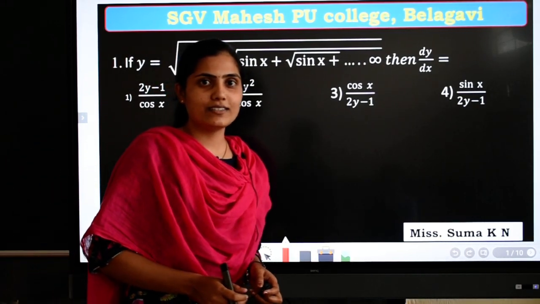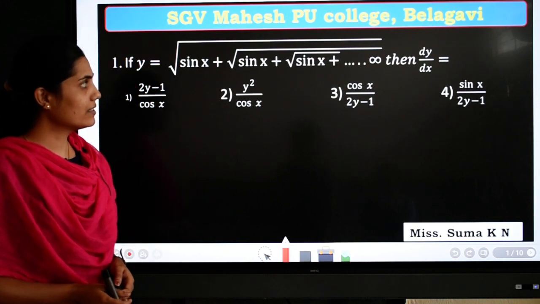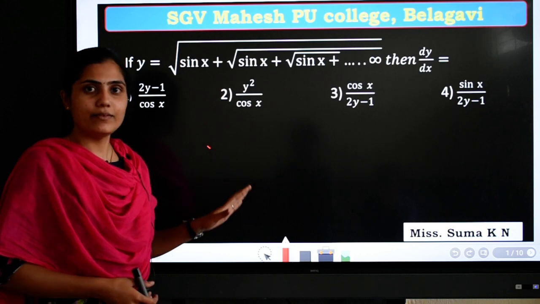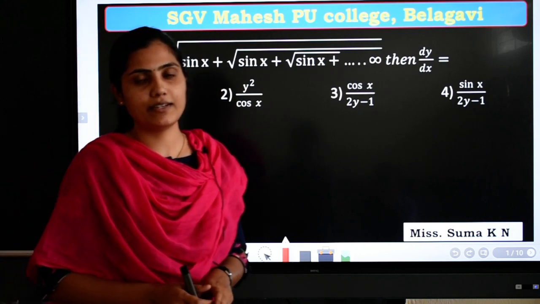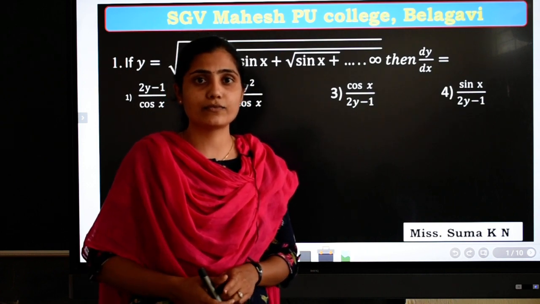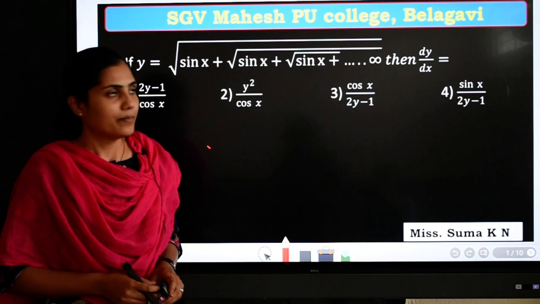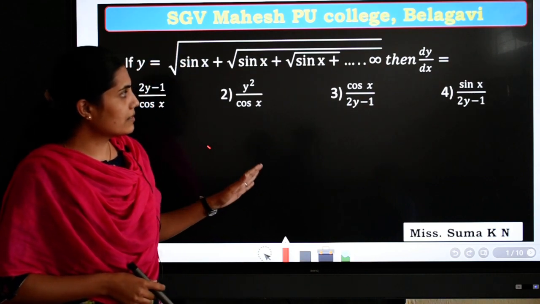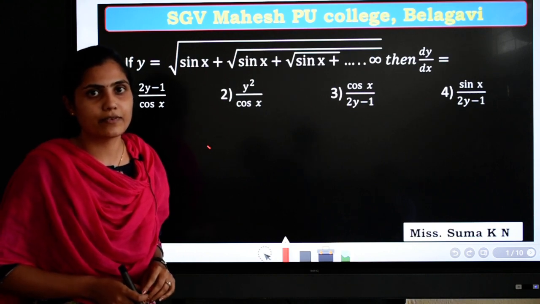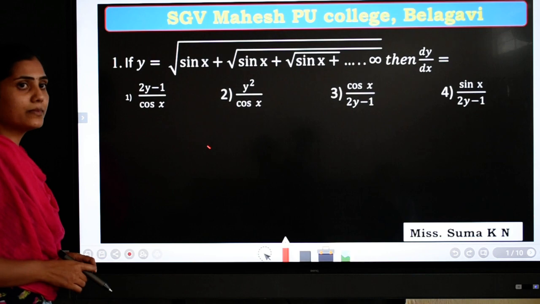Hello students, today in the class we are discussing the chapter derivatives. From this chapter for KCET you will get 3 to 6 questions every year. Sometimes they ask 3 questions, sometimes 4, and a maximum of 6 questions they have asked. So you can expect 3 to 6 questions from this chapter. Now we will discuss some questions from this chapter.